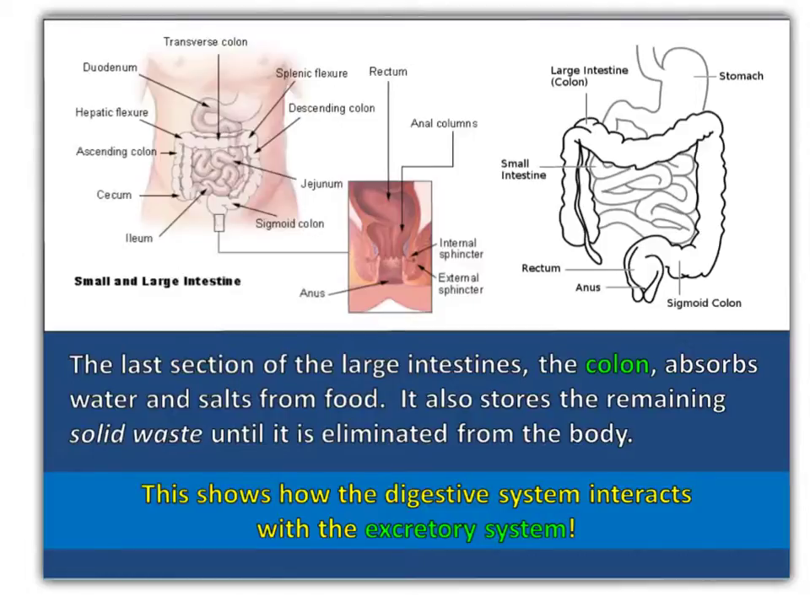The last section of large intestines is called the colon, as your next answer. It absorbs water and salts from the food and actually stores the remaining solid waste until you eliminate it. So it actually does store your solid waste. That's in your gray box, by the way. Solid waste being stored in the colon shows the digestive system interacting with what system? Your excretory system, because it's going to exit your body.